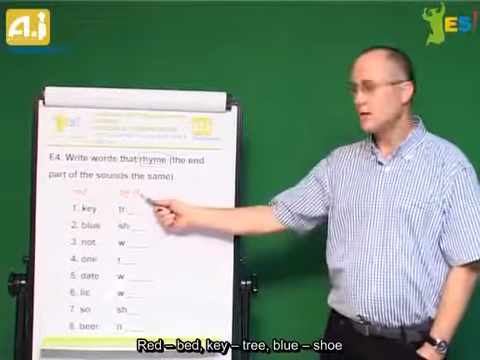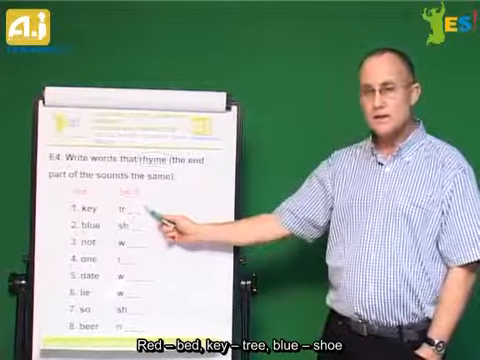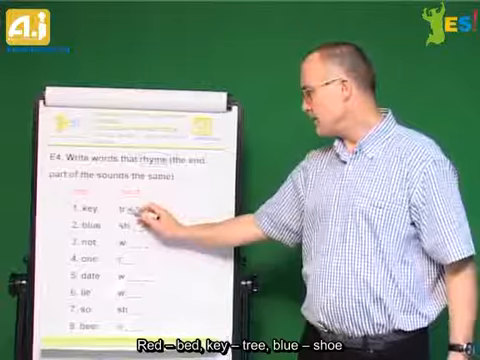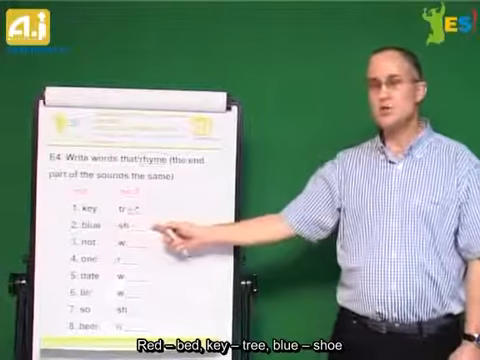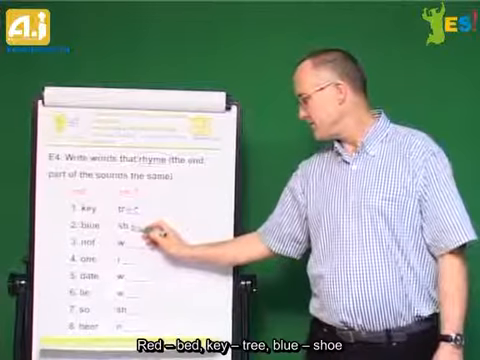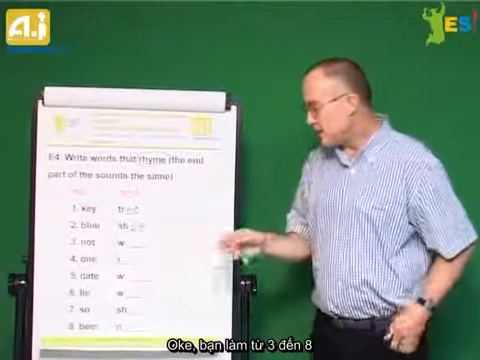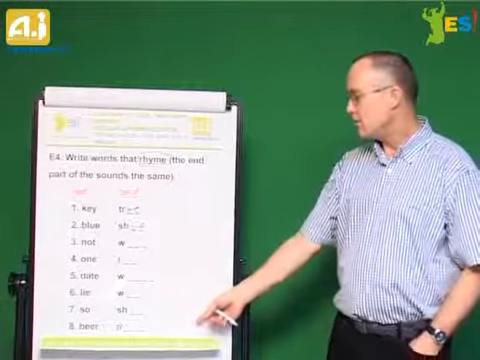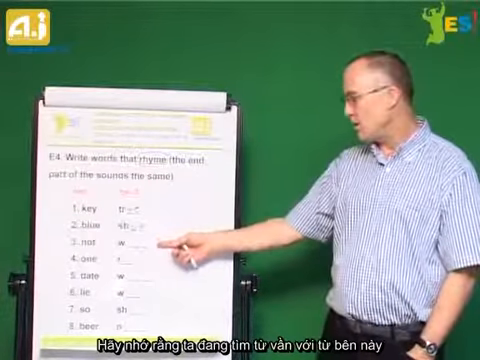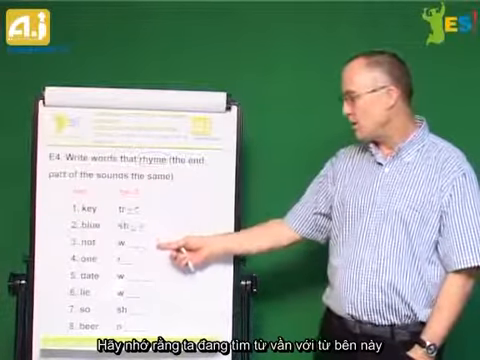Red and bed. Key and tree. Blue and shoe. Okay, you try to do number 3 through number 8. Remember that you are looking for a word that rhymes with this word, okay? I'll be right back. How did you do? Well, let's take a look, okay? Not, what.